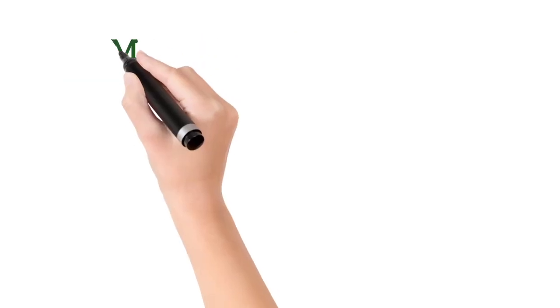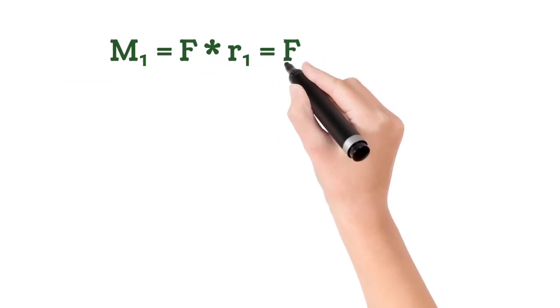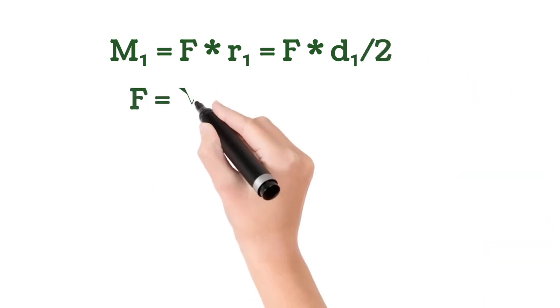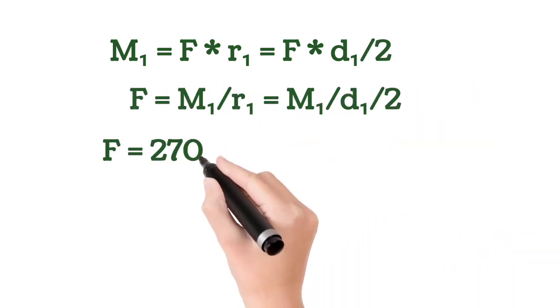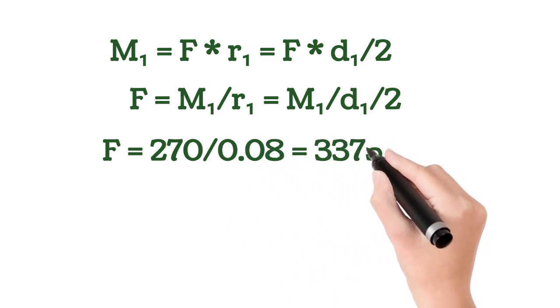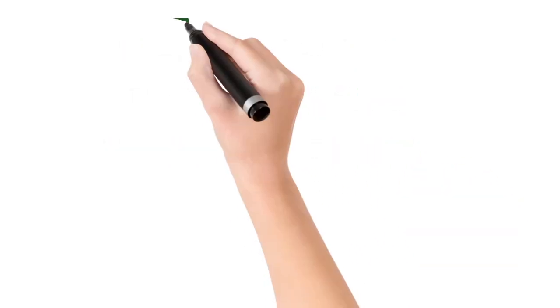So from the equation, M1 is equal to F times R1, making F subject of the formula, we have F is equal to M1 divided by R1. So F will give us 3375 Newton.